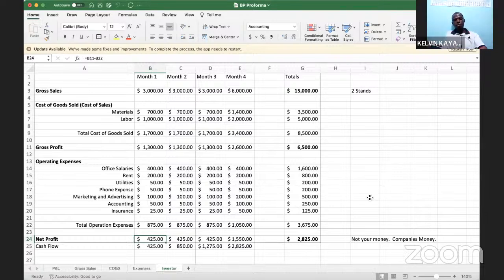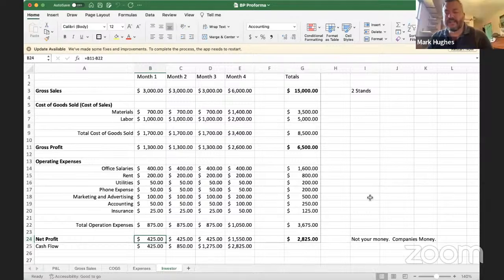But since they are the ones doing the labor to sell it, they get recorded under cost of goods sold.